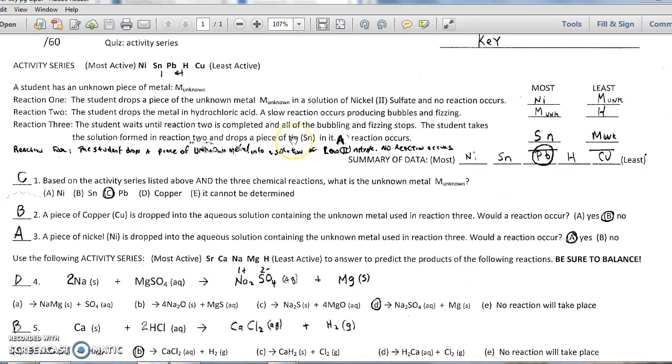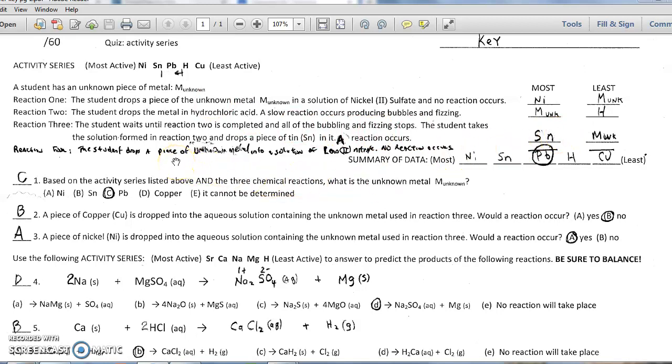What we see is a reaction happening. So what we learned from this is that tin must be more active than our unknown metal. Since our unknown metal was an ion floating around in solution, and tin forced its electrons on our unknown metal, causing it to precipitate from solution. So we now know our unknown metal is less active than tin. That means our unknown metal must be lead.